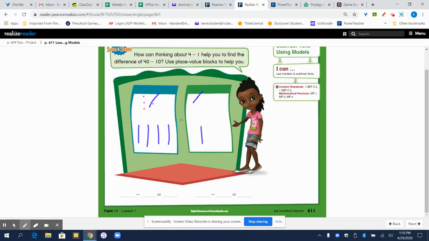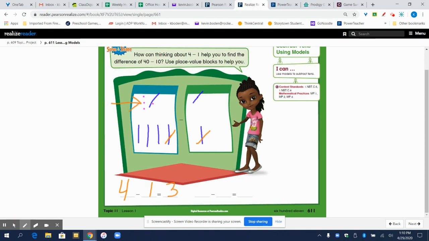So we have 4 tens minus 1 10. I'm going to get a different color. And we're going to take away 1 10 over there and 1 10 over there. How many do we have left? Well, let's see. For our first equation, we had 4 minus 1, and we have 3 1s left.